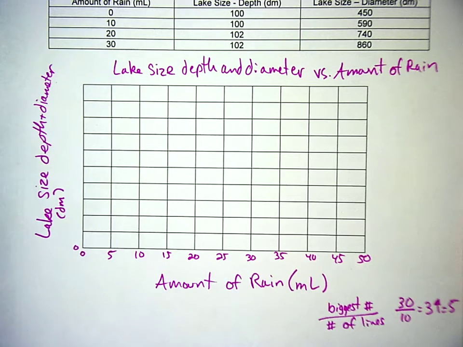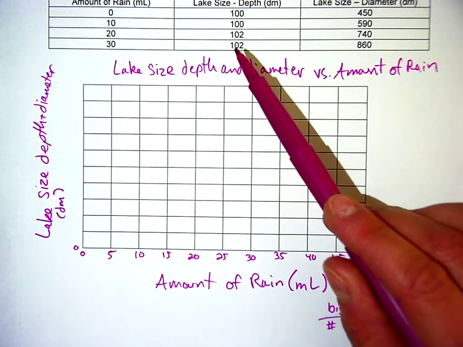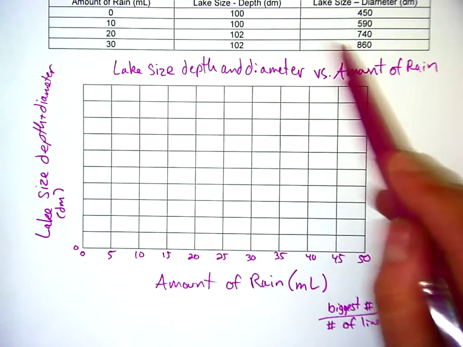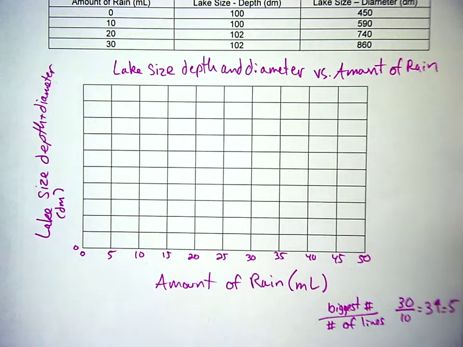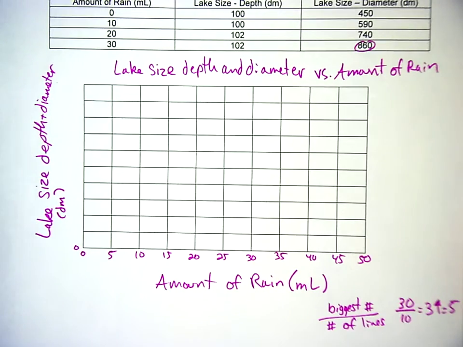We're going to do the same thing on the y-axis. The y-axis is a little bit different. We have two sets of numbers. We're going to have two lines on this line graph, one for the depth and one for the diameter. Knowing that both pieces of data are going to be on the same axes, we have to look at both columns and see where our biggest number is. Between the two columns, 860 is the largest number. So we're going to use that for our scale for the y-axis.